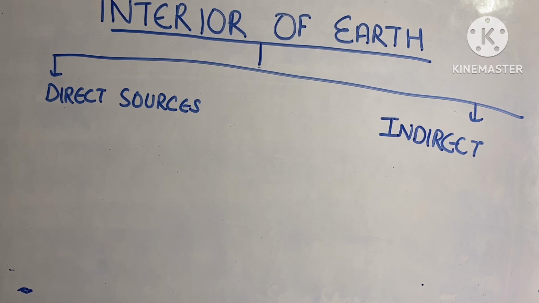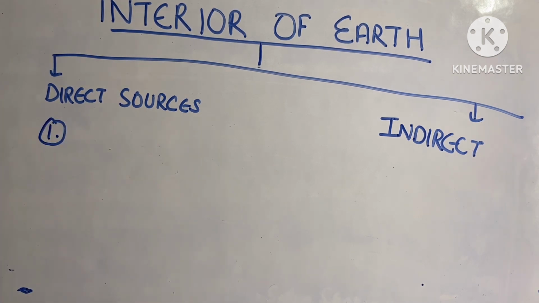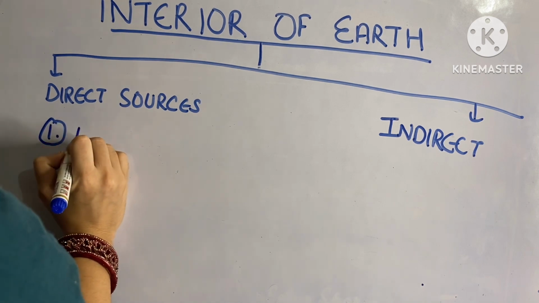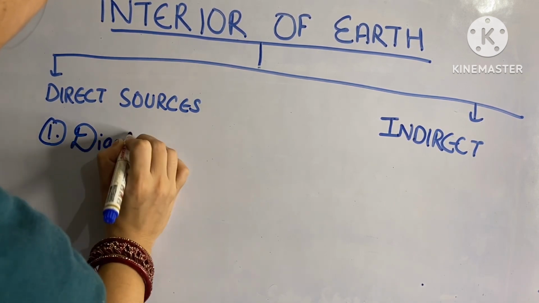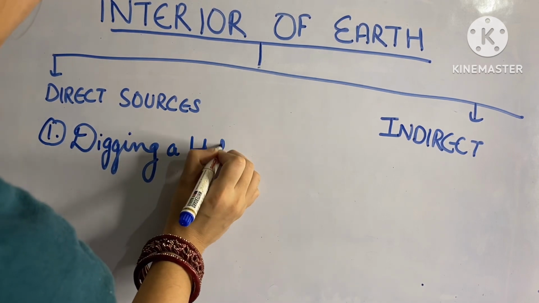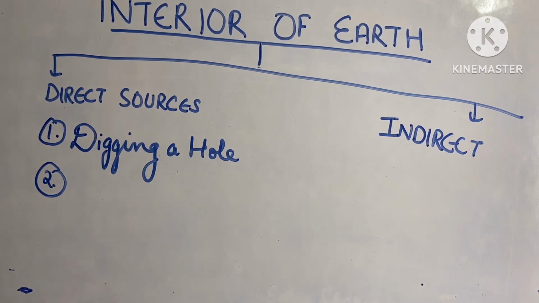As we go down, pressure and temperature both increase, due to which we have been able to go up to the depth of 3 km on the land and 12 km on the ocean surface. So what is the first direct source to study about the interior of the earth? It is digging a hole. So the second source is studying of volcanoes.